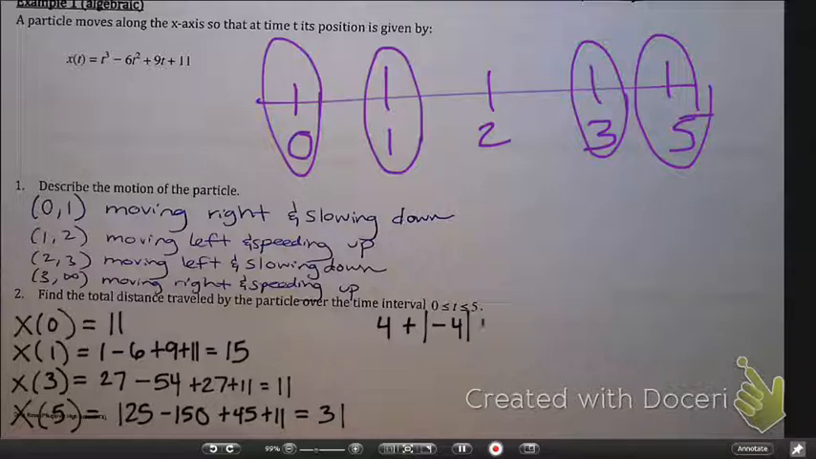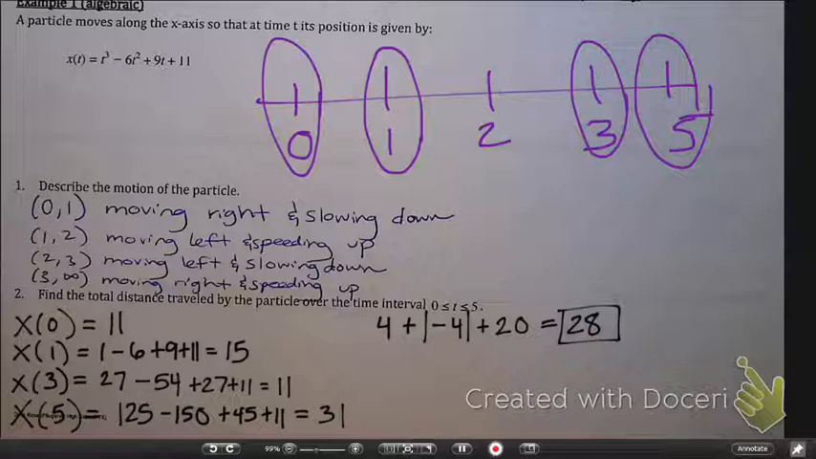And last but not least, what's the distance from 11 to 31? 20. So this is 4 plus the absolute value of -4 plus 20, which is 28. So my total distance is 28, whatever the units are for this problem. Miles per second. There you go.